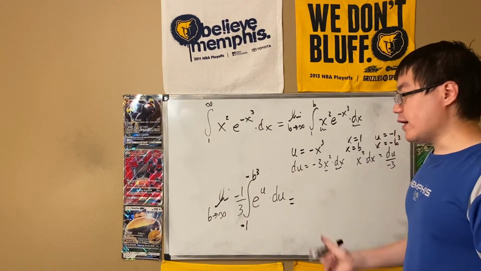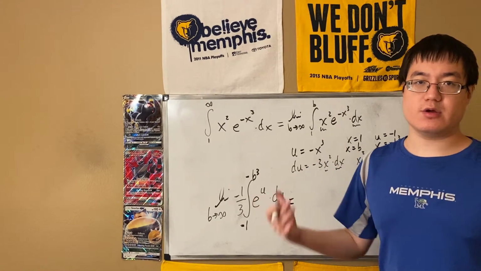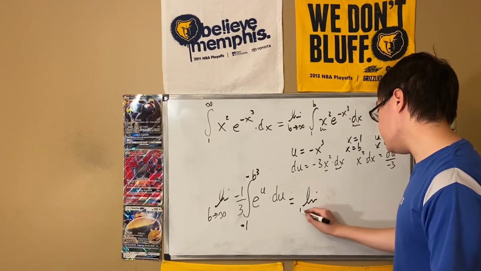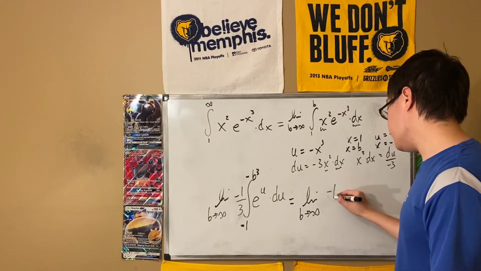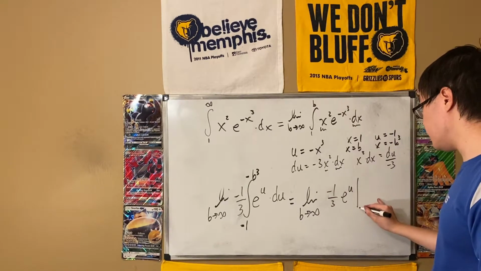So what's the antiderivative here? Well, it's the best antiderivative in the world. What's the antiderivative of e to the u? Well, that's of course just e to the u. So it looks like we still have our limit in the front, and we're going to have negative 1/3 e to the u. And then, of course, again, we are going to focus on u's.